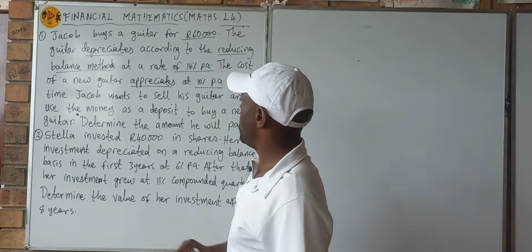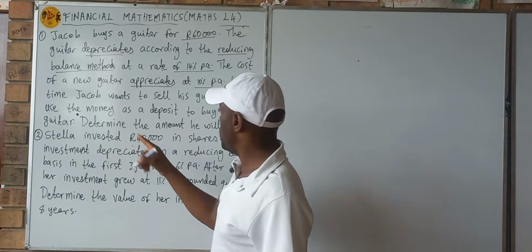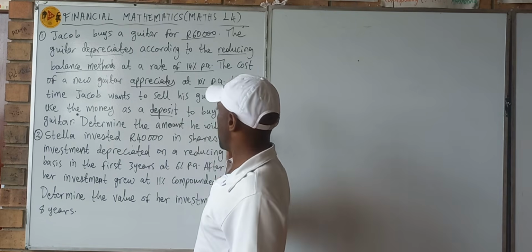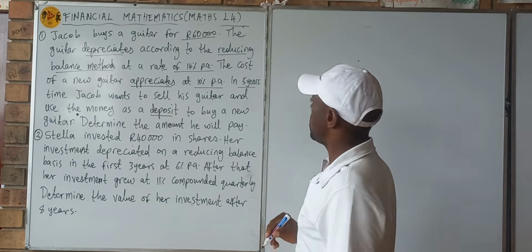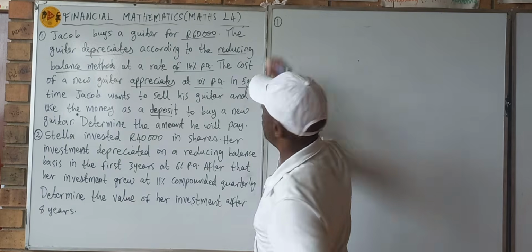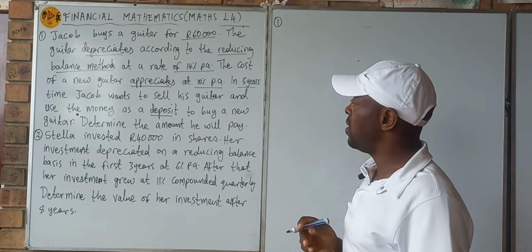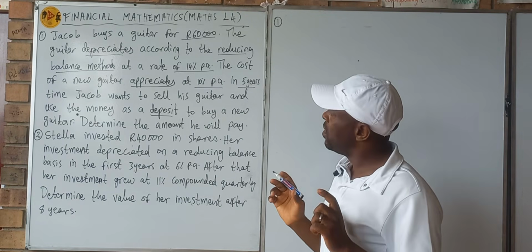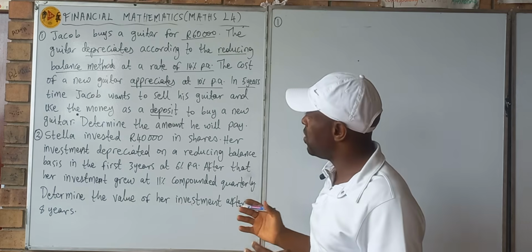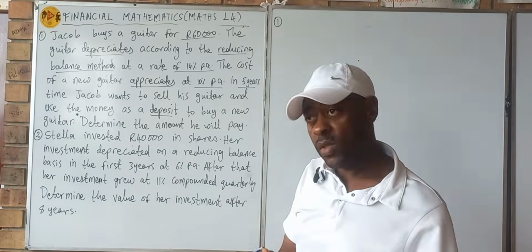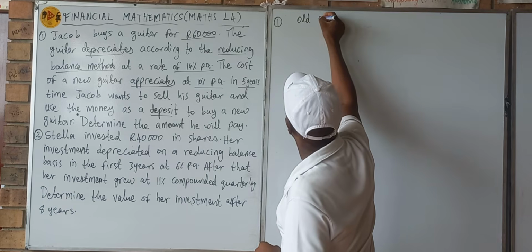Now, in 5 years' time, Jacob wants to sell his guitar, they are referring to the old one, and use the money as a deposit to buy a new guitar. We need to determine the amount he will pay. These are interesting problems that try to combine both appreciation and depreciation. In your mind you must be picturing the situation where you've got an old guitar and a new guitar. You use the old one for some time, you sell it, and use the money as a deposit to get a new one. So let's start with the old guitar.